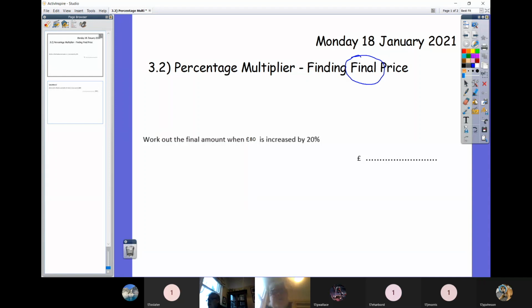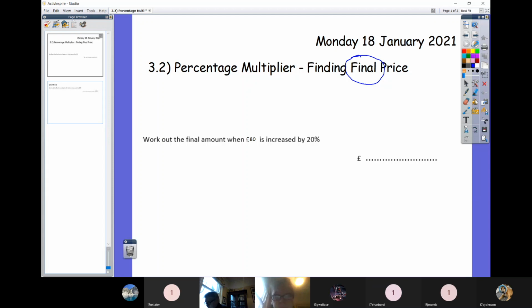Next lesson, we will do some where we're working out the original price. And then I think I'll do a lesson where we mix the two together and see if you can avoid getting muddled. So all of these today, we're using the percentage multiplier and we're finding the final price.